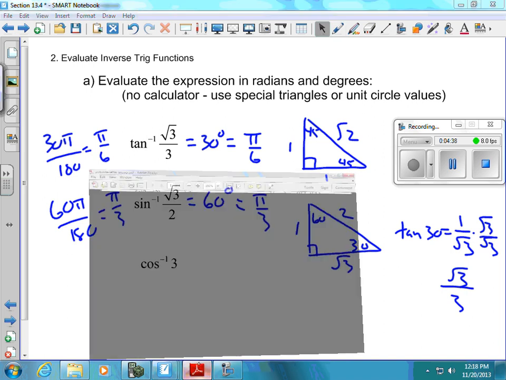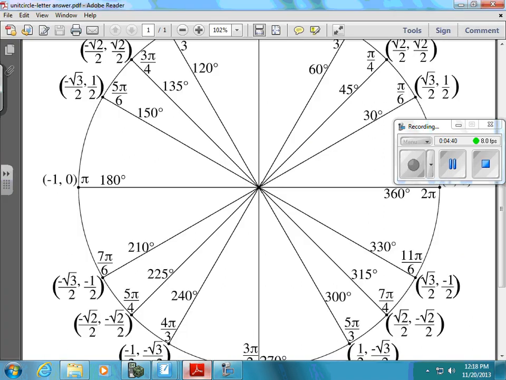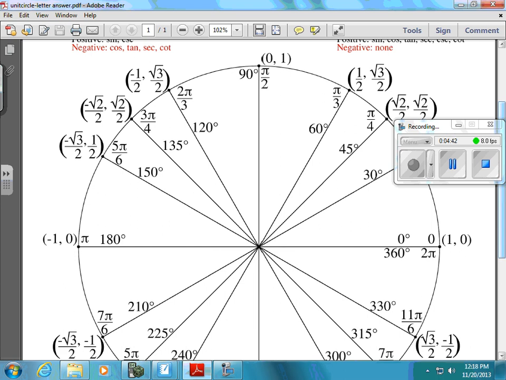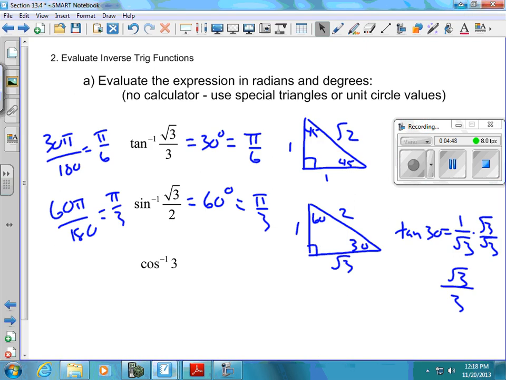Go to our unit circle. That's 60 degrees, pi over 3. And remember, sine is the y coordinate. It's right on our unit circle. So sine or cosine values, they're pretty easy.